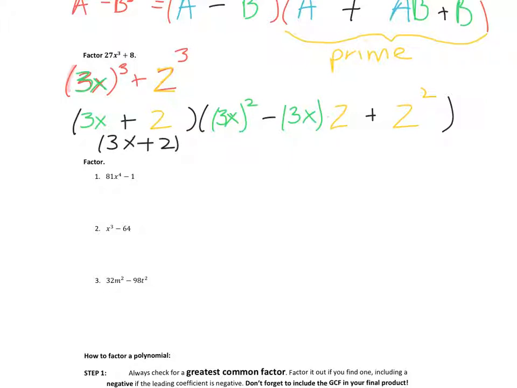3x all squared, that's one of our exponent rules, is 9x squared, minus 6x plus 4. All right, so 1, 2, 3, we're going to factor 3 more. Go ahead and push pause, and then come back and check your solutions.